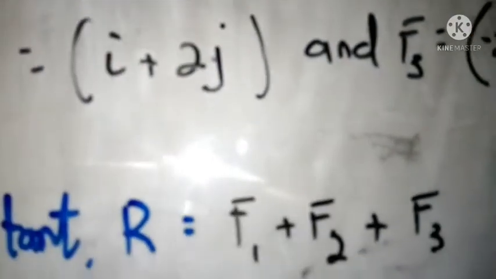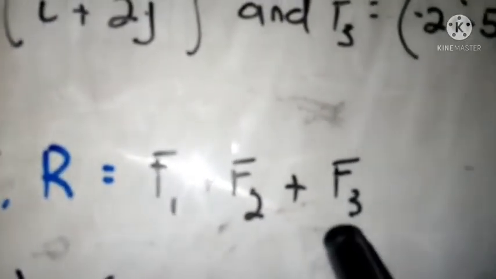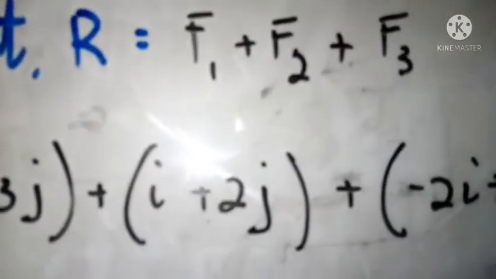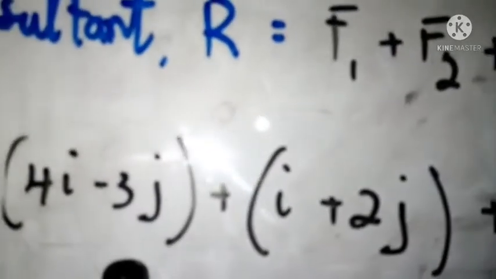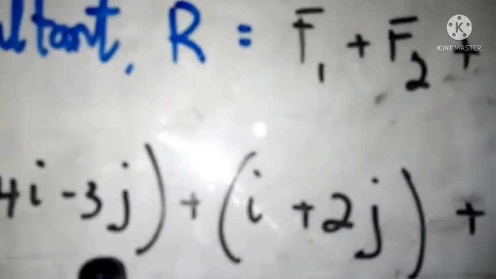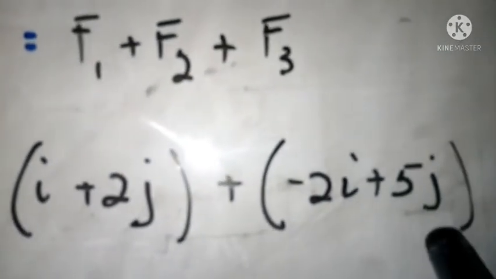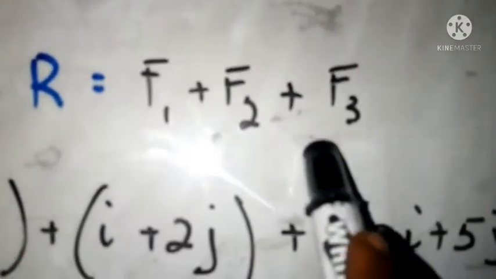Now the resultant vector is the summation of the 3 vectors: F1 plus F2 and then plus F3. All that matters here is that you must know how to add them, right? A boy to a boy and a girl to a girl. So the first one, F1, is 4i minus 3j, and then plus the second one F2, and then plus F3. This is what we call the resultant vector, the result of the vectors that have been given to you.